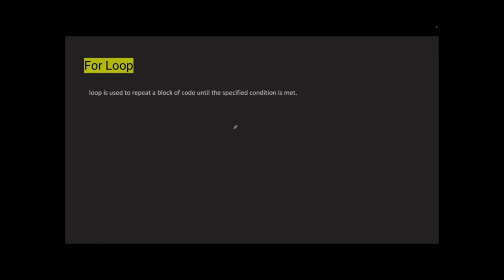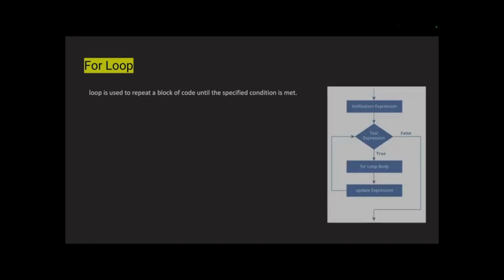What is a for loop? It is a loop which is used to repeat a block of code until the specified condition is met. Here in the flowchart, we will first get the initialization expression. Then we will encounter the test expression, the condition that we have to test. If it is false, it will directly go to the next part of the code, any other code or procedure.